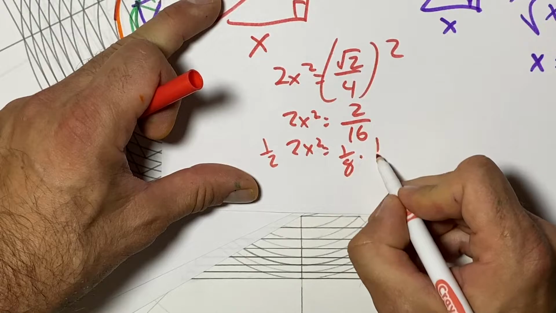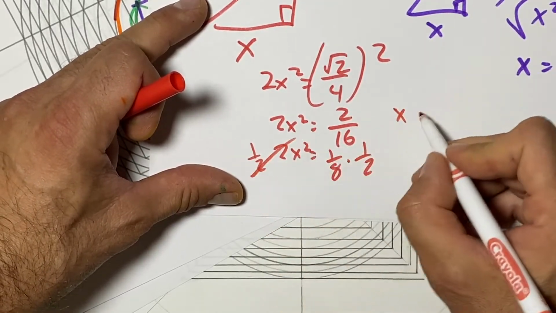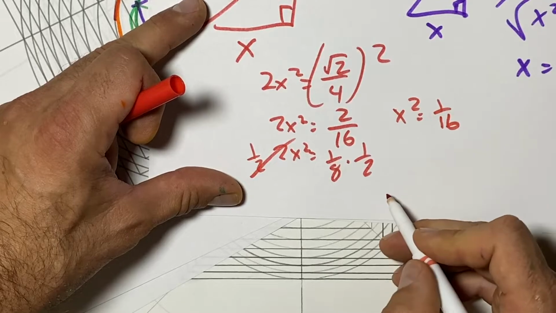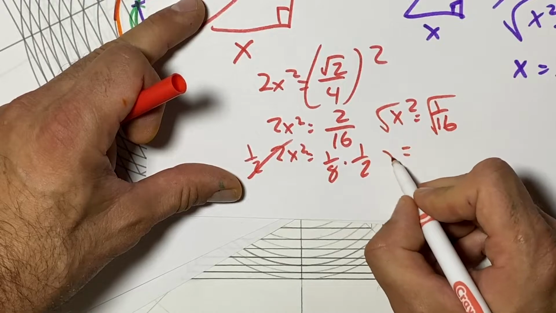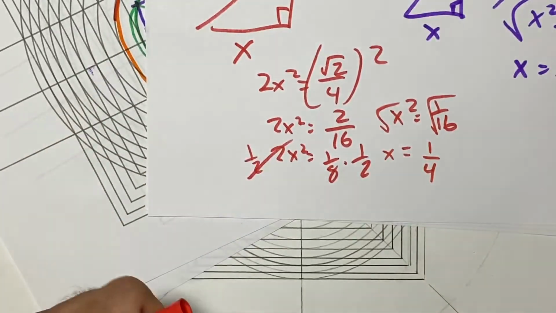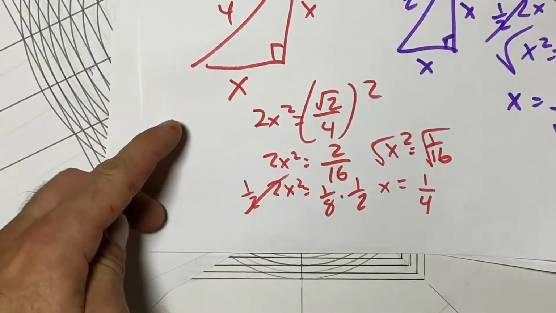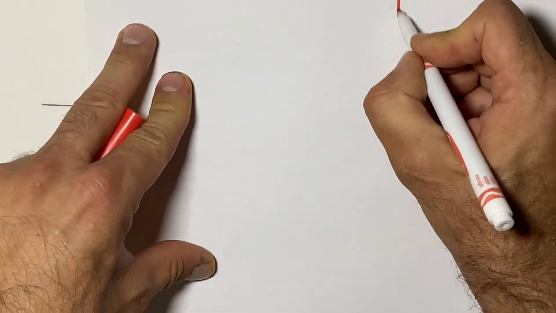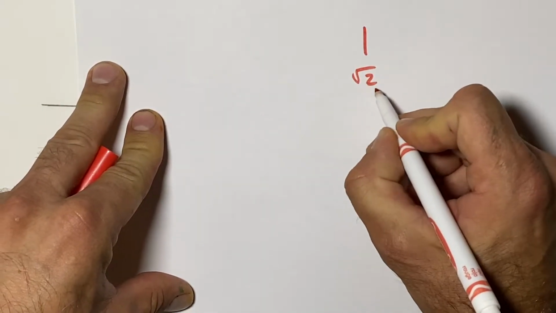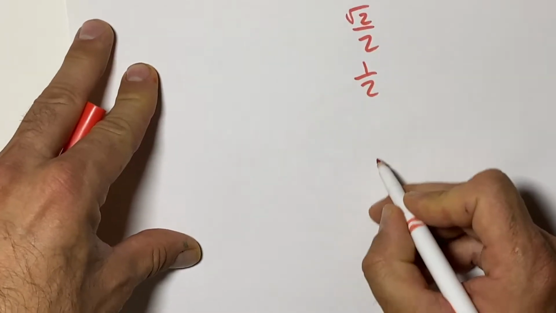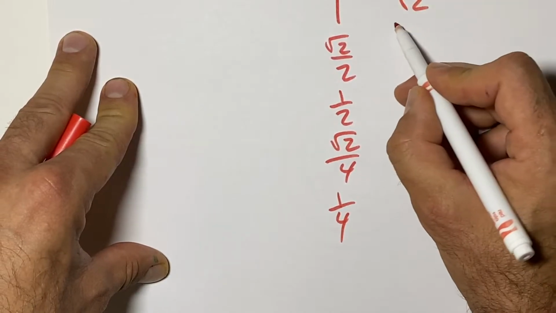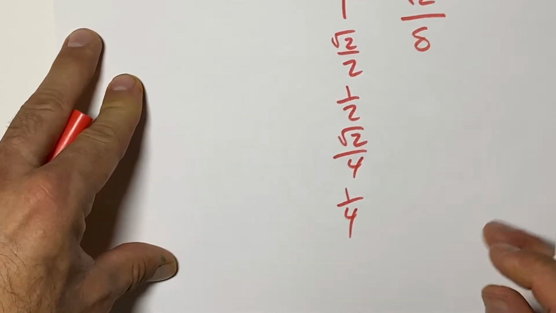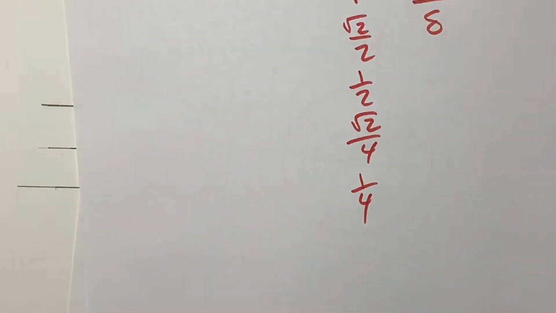We'll multiply both sides by half. So x squared is 1/16. And when we square root it, square root of 1 is 1. Square root of 16 is 4. So we're beginning this pattern, and you could continue this process if you'd like. It's simply going to alternate, starting with 1, then it's radical 2 over 2, then 1/2, then radical 2 over 4, then 1/4, and then radical 2 over 8. So the question is, do you believe me?